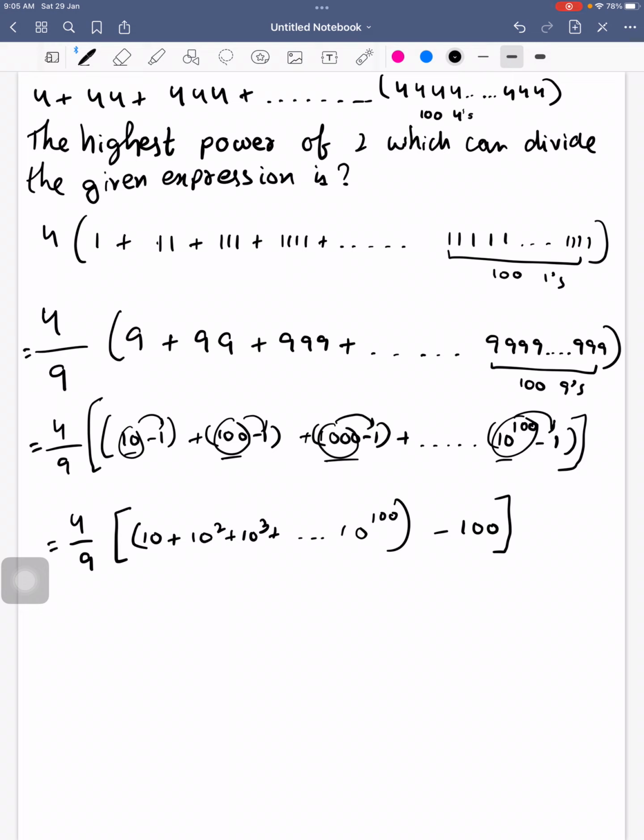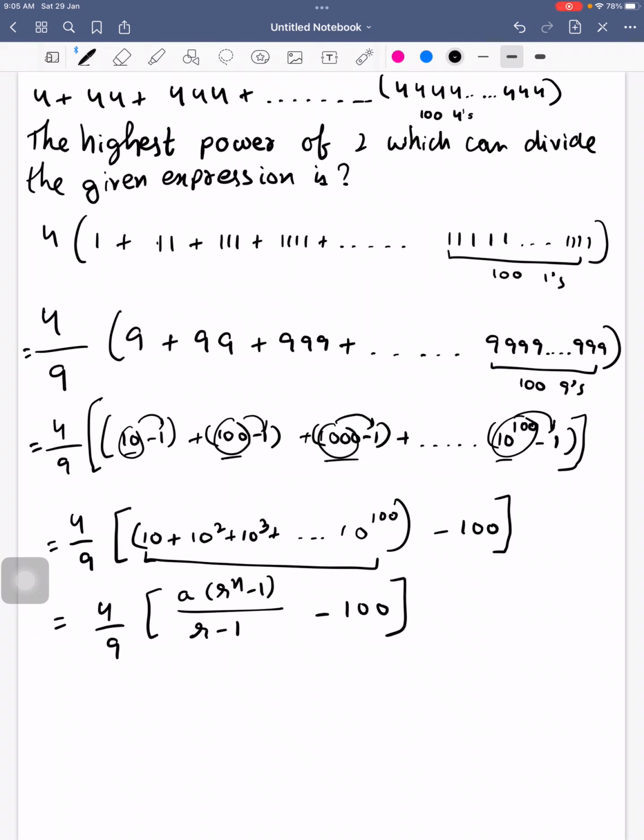Okay, now this is a geometric progression where the sum can be written as a times r to the power n minus 1 divided by r minus 1, minus 100, where a is 10 and r is 10 again. N is 100 because 1, 2, 3 and so on until 100. 4 by 9 times 10 times 10 to the power 100 minus 1 divided by, r is 10, 10 minus 1 is 9, minus 100, right?